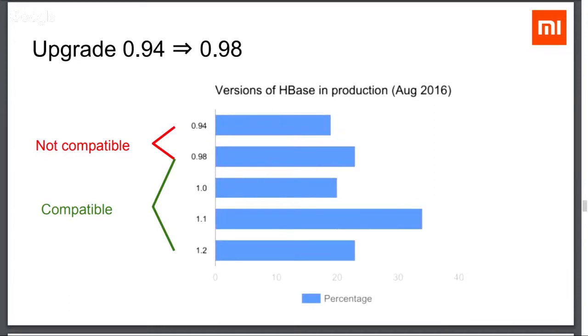Several years ago, we used 0.94 as our initial version. Unfortunately, 0.94 used Writable as its client-server communication data protocol. Since 0.98, we use protobuf. They are not compatible. In the last year, the community did a survey of users, and it showed 19% of users still use 0.94. So here we show some experience of upgrading from 0.94 to 0.98.